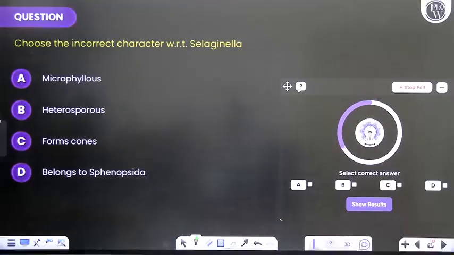Choose the incorrect character with respect to Selaginella. Is it microphyllous? Does it have small leaves? Is it heterosporous? Does it form cones? Does it belong to Sphenopsida?